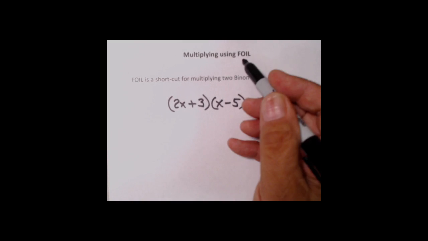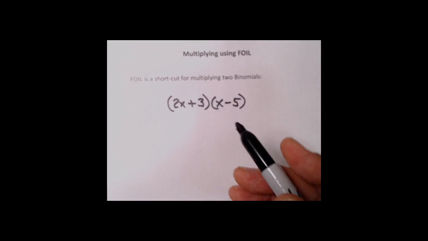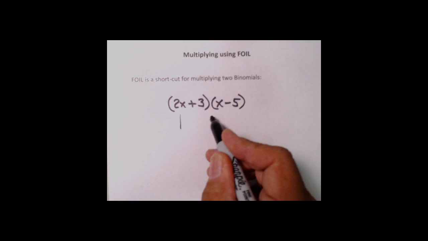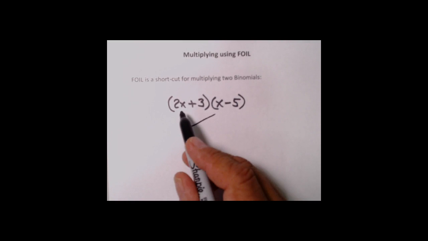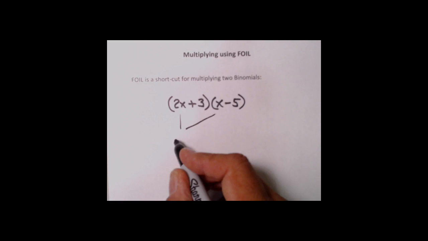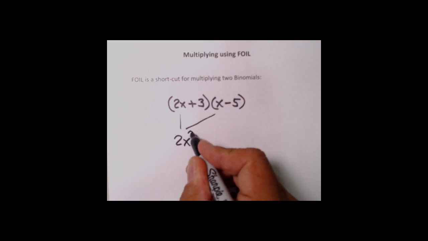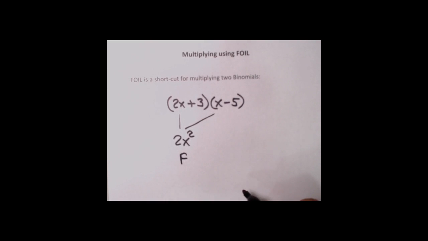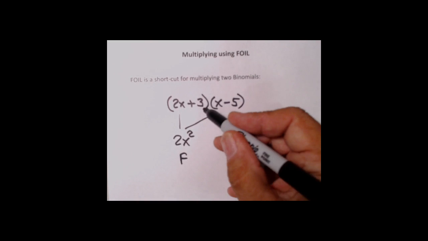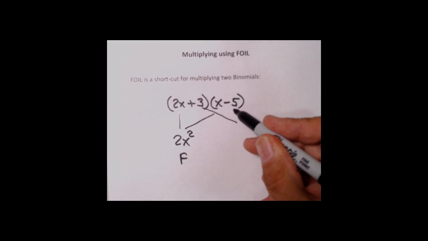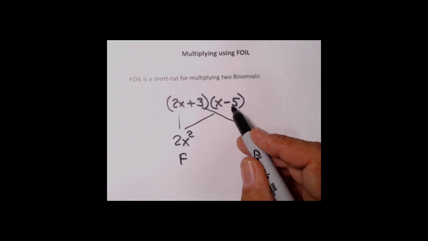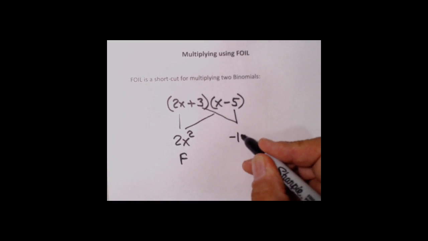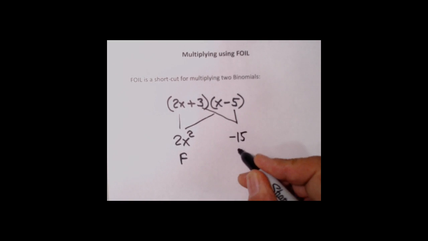Here's what happens. The F in FOIL means multiply the two first together. So here we go. 2x times x, 2x squared. That's the F in FOIL. Now, I always like to go to the two last next. So plus 3 times negative 5 is negative 15. That's the L in FOIL.